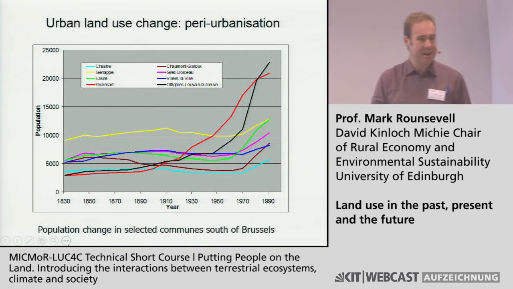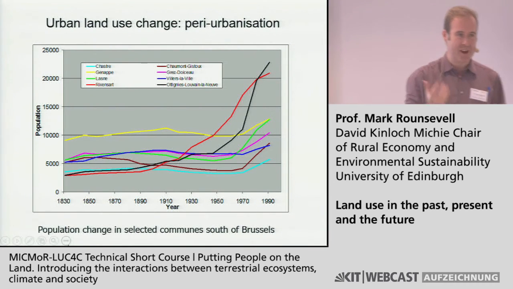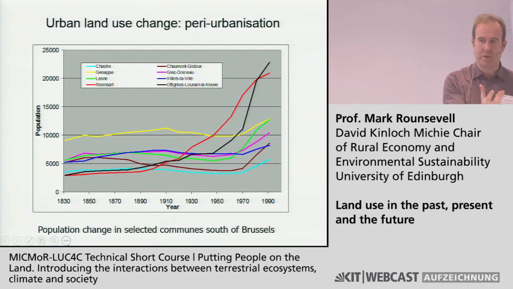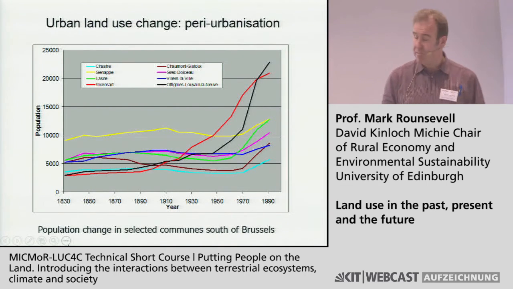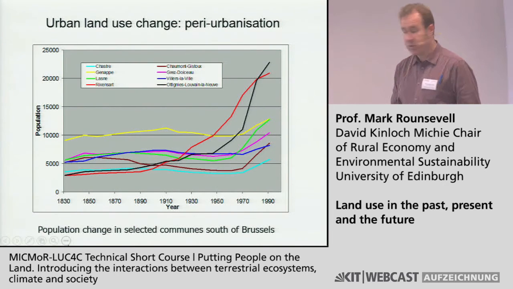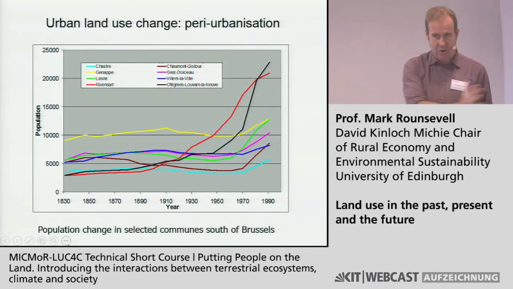Right, staying in Belgium, I want to switch back to an urban example again. This is another interesting paradox that sometimes people misunderstand about urban land use change. So earlier I was talking about urbanization through the development of megacities, and that's an important process in many parts of the world. And you can see the same process has happened in most parts of Europe as well, but historically.